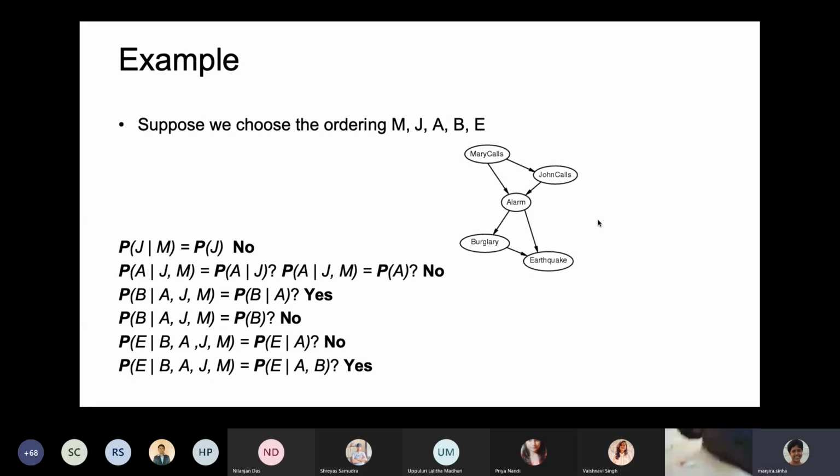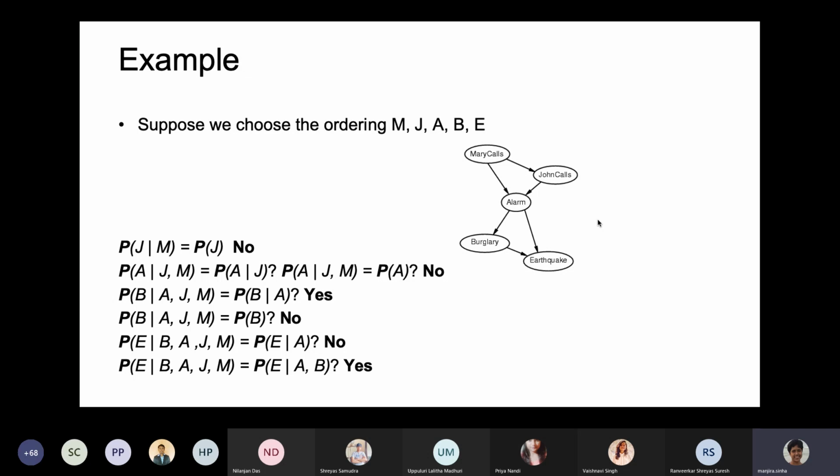We can choose any order. It could have been E, B, A, J, M. So we have to perform this for all the sequences, right? No, we can choose any ordering.